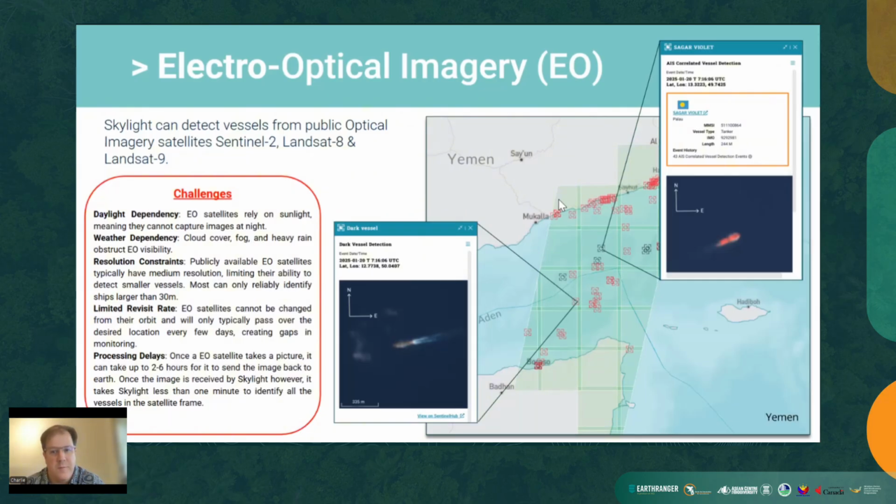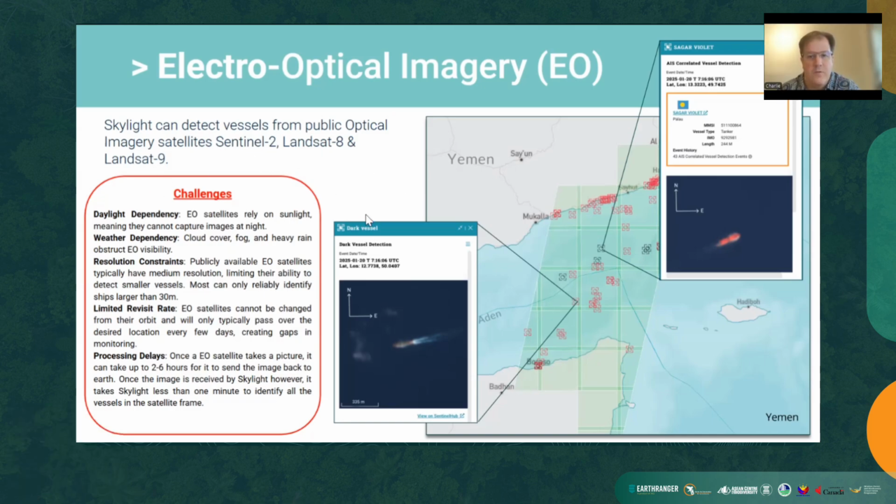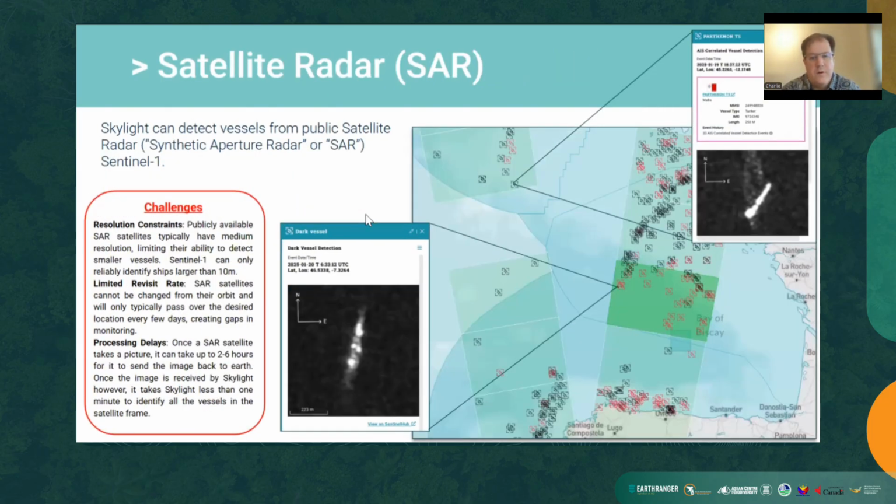So everything has to be remembered with pros and cons. The latency of the image, the frequency of the revisit rate, and whether or not the weather is cooperating and at what time the image is taken. But that's where other forms of satellite data help augment.